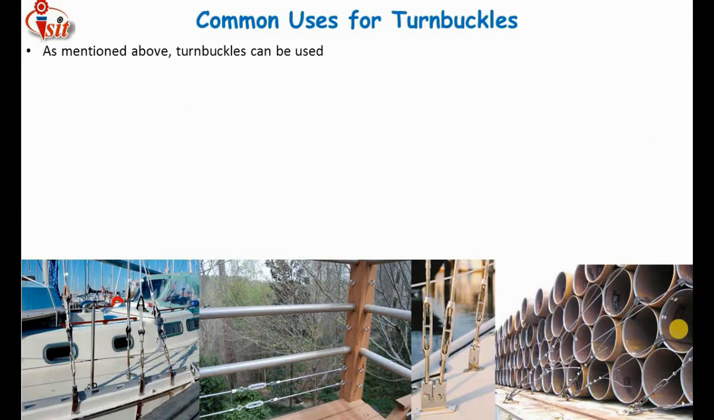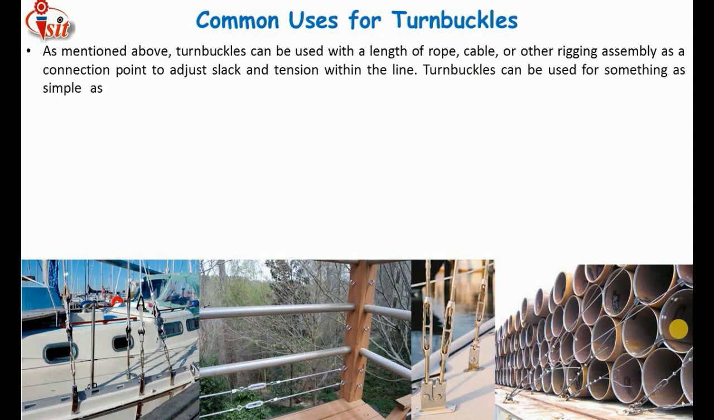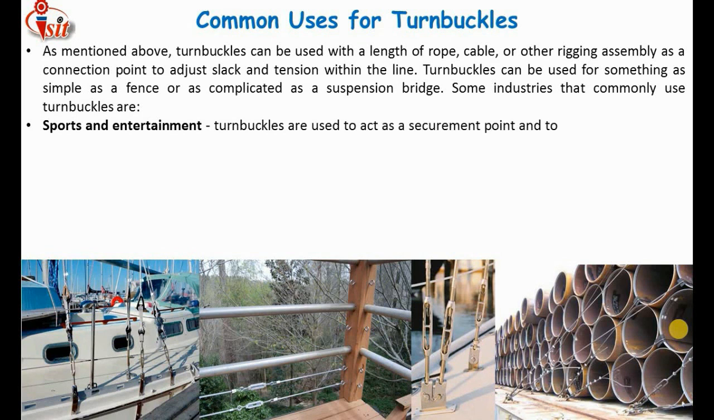So let us discuss the applications. There are various applications of turnbuckle as mentioned. Turnbuckle can be used with a length of rope, cable or other rigging assembly as a connection point to adjust slack and tension within the line. Turnbuckles can be used for something as simple as fencing to reduce or to increase the tension in the fencing lines, or it can be used in suspension bridges.